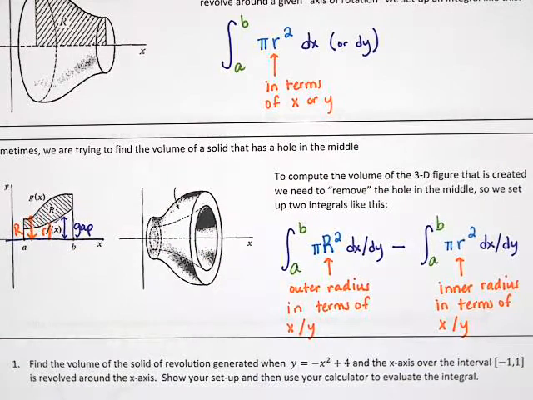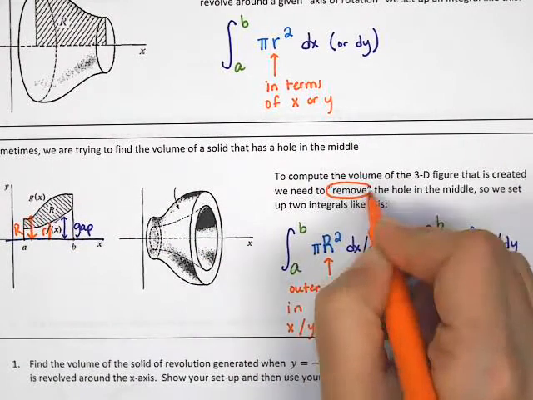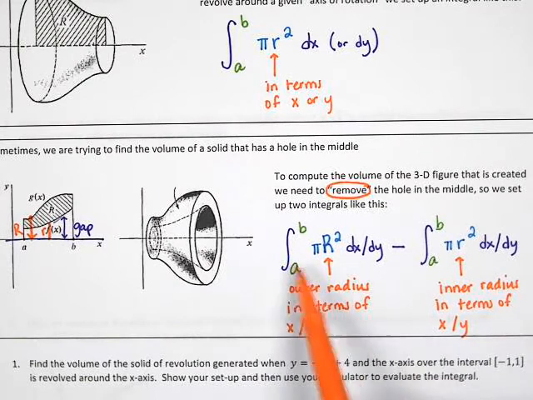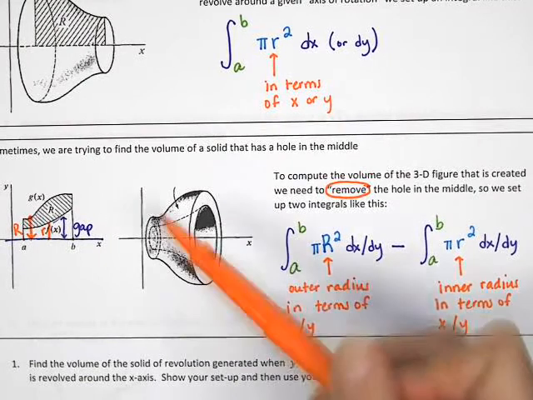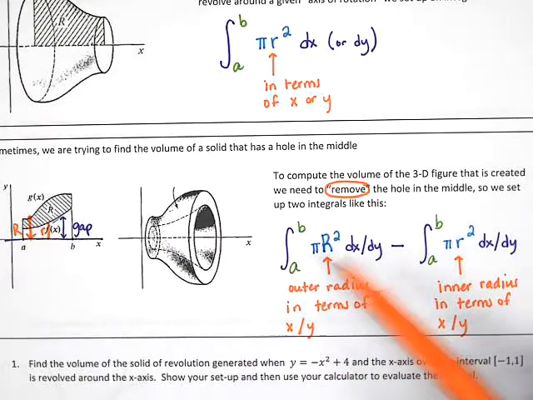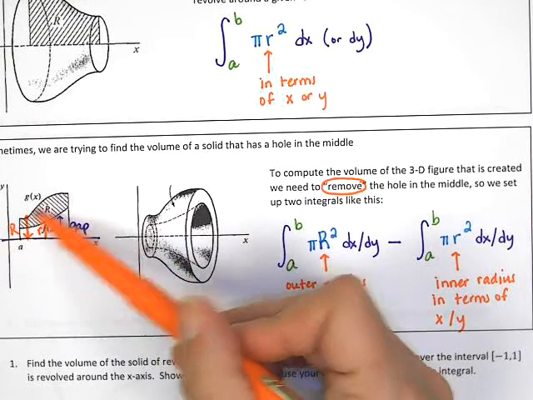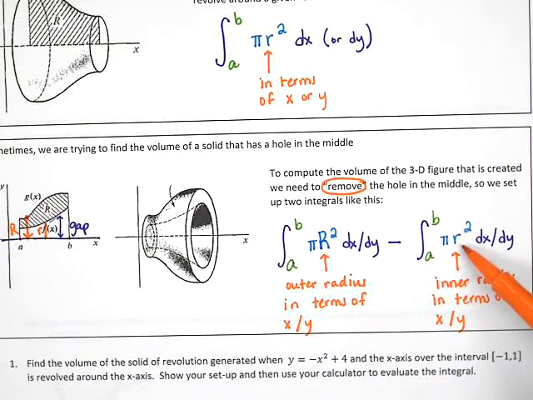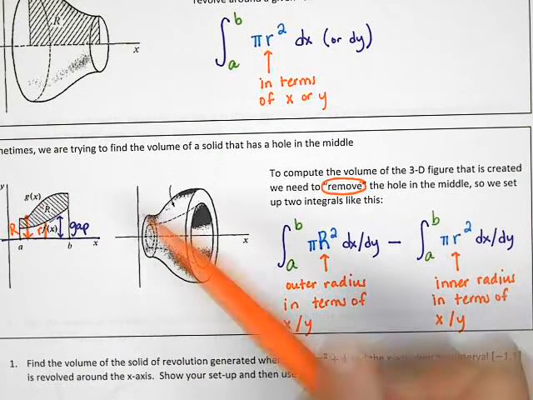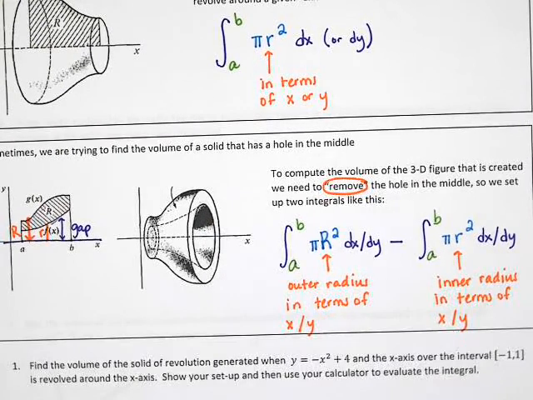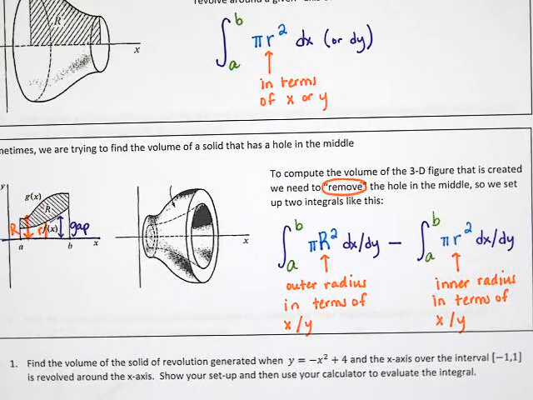Think about this as removing the hole that's in the middle. So you want the volume of this entire shape with no hole, so going all the way to the outer edge, and then you want to take out the volume of the hole that's in the middle. And we set this up as two different integrals every time.